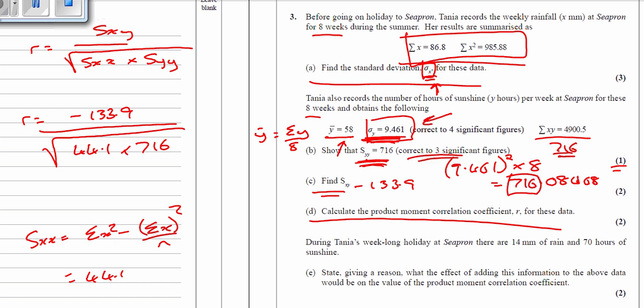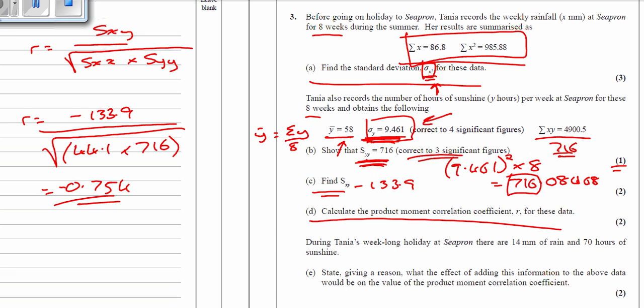So if we substitute all that in, so minus 133.9 over the square root of, and then just make sure you do this bit first, you end up getting minus 0.754. If we round it properly, it's minus 0.7535. But the mark scheme allows us minus 0.753 or minus 0.754. But minus 0.754 is what you get if you use all the rounded values.